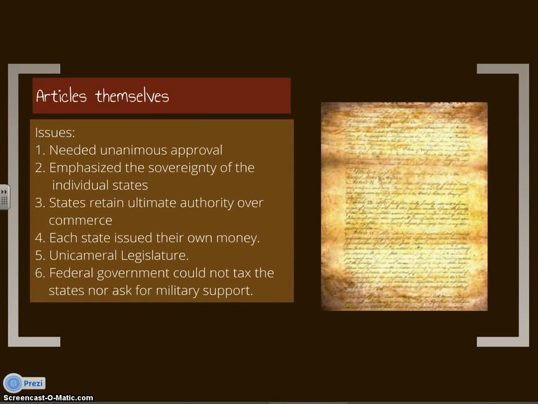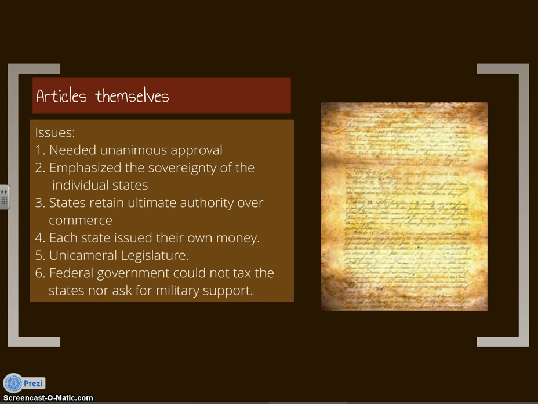The Articles themselves did have some issues. First of all, they needed unanimous approval. Obviously, that was not possible because of Georgia's unwillingness to meet with them, but also because Rhode Island became "Rogue Island," which was the nickname, and they were going rogue. They wanted no part of this, and so unanimous approval to change or adopt the Articles was going to be problematic. It did emphasize the sovereignty of the individual states versus a collective arrangement of a country.